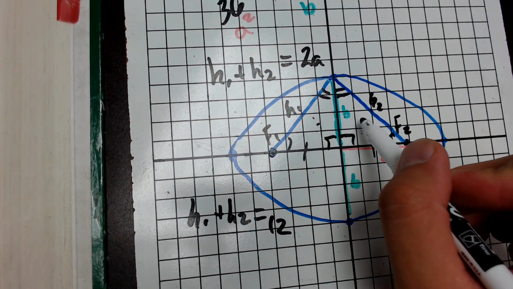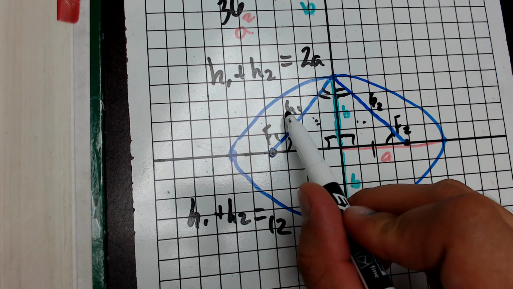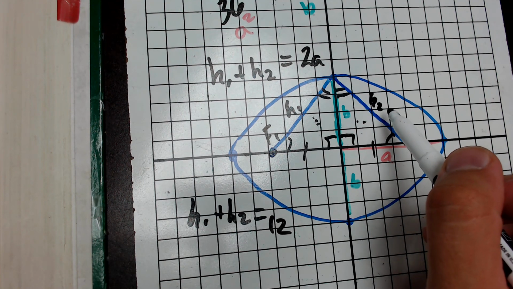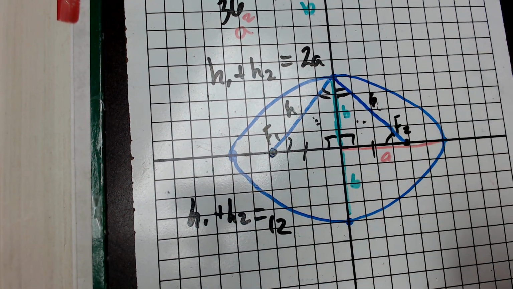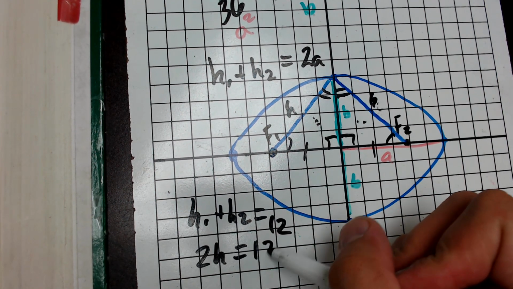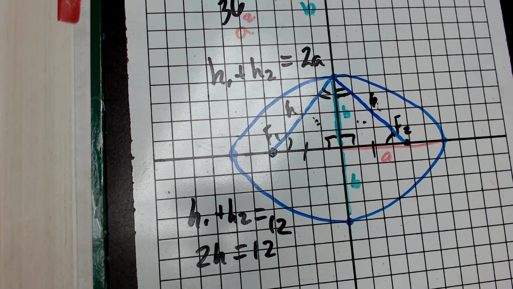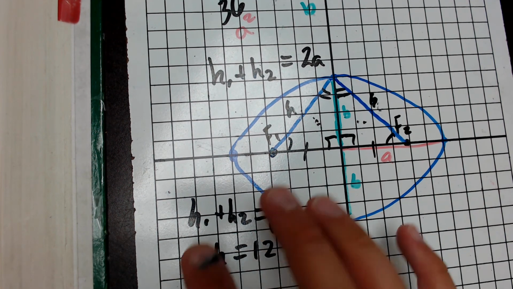So since we know these two triangles are congruent and they're right triangles, if I can figure out the hypotenuse of one, then I know the hypotenuse of the other is equal. So we can just stop calling these H1 and H2. We can just start calling them hypotenuse, and then we can say that 2 times the hypotenuse is equal to 12. Now, the question is, how do I figure out what the hypotenuse is?